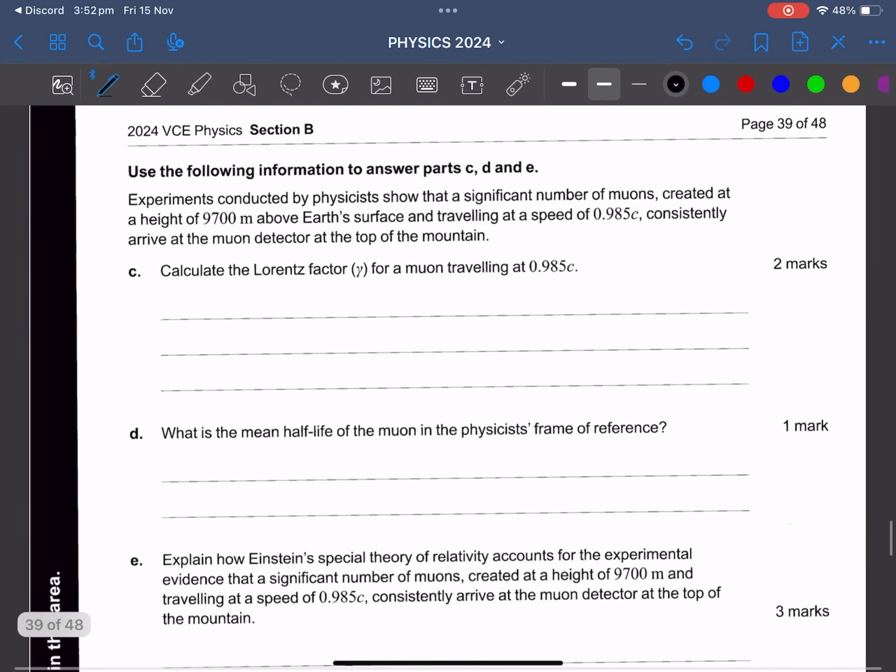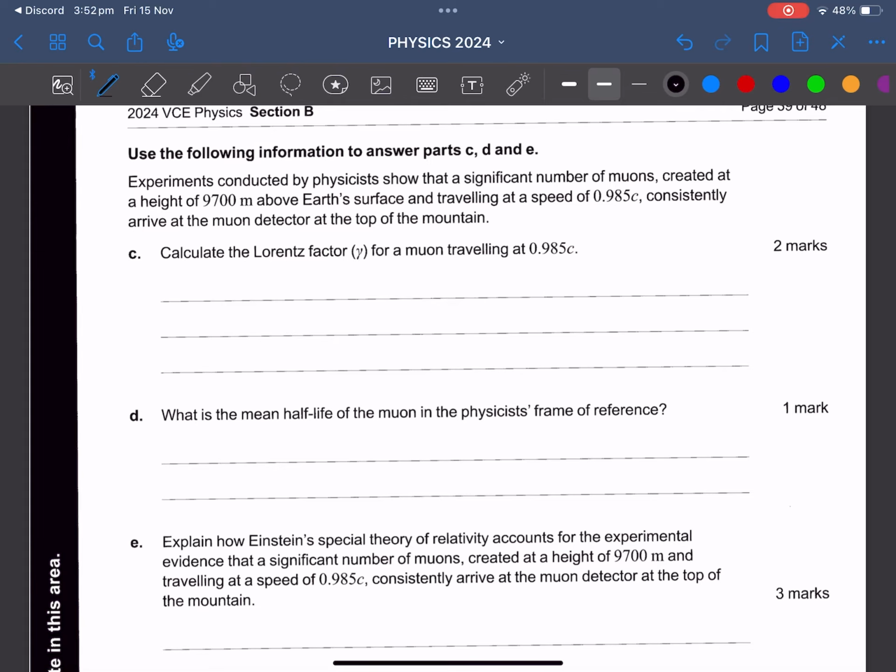Okay, so experiments conducted by physicists show that a significant number of muons created at a height of 9,700 meters above Earth's surface and traveling at the speed of light consistently arrive at a muon detector at the top of the mountain. Okay, calculate the Lorentz factor for a muon traveling at this.